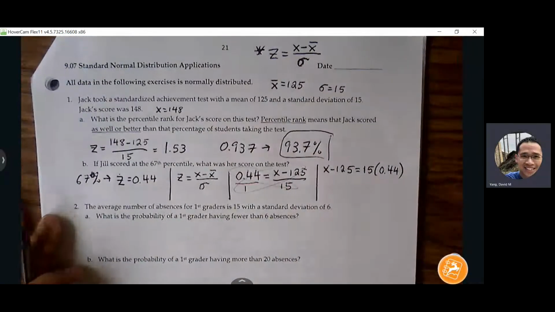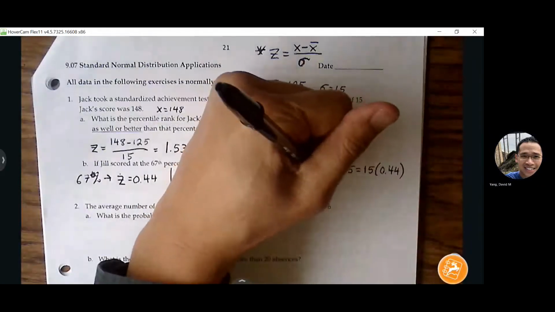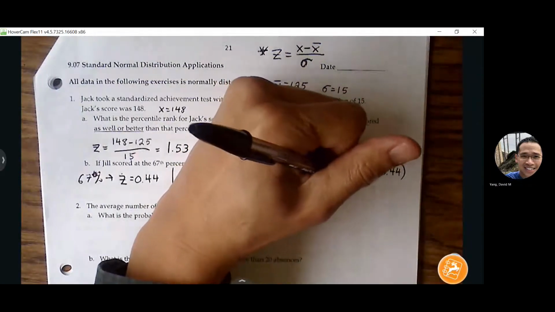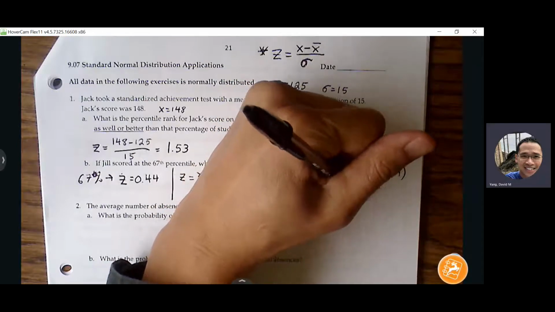Okay, get that decimal value. I think it's 6.6. Add the 125 to both sides.